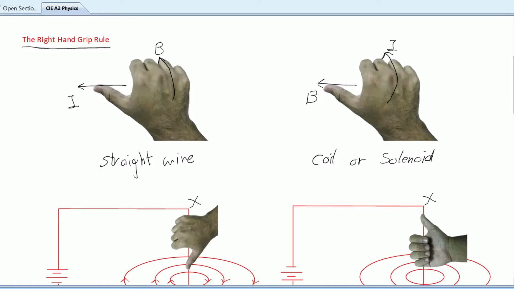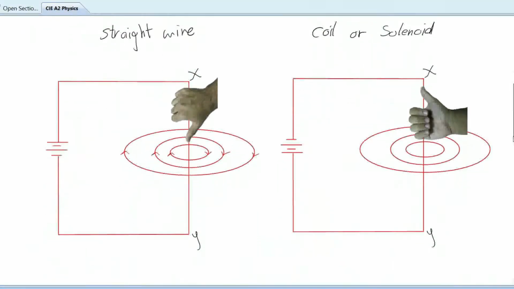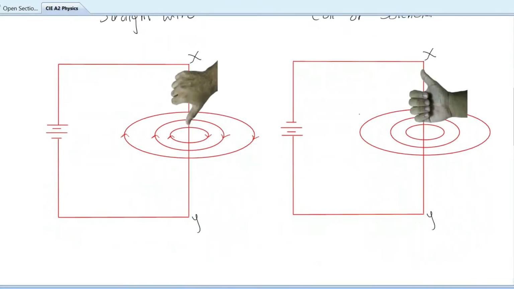So how to use the right hand grip rule in situations like circuits or a wire connected to a battery. A straight wire connected to a battery, you'll find that the current is defined to go out of the positive terminal of a battery and towards the negative terminal of the battery. So if you point your right hand with the thumb pointing down in this direction from X to Y, that's the direction of the current, you'll find that your fingers are curling clockwise. So you'll draw concentric circles with their directions shown clockwise.